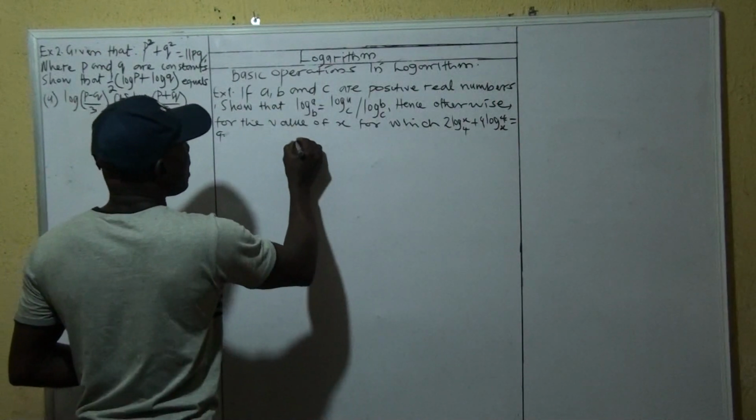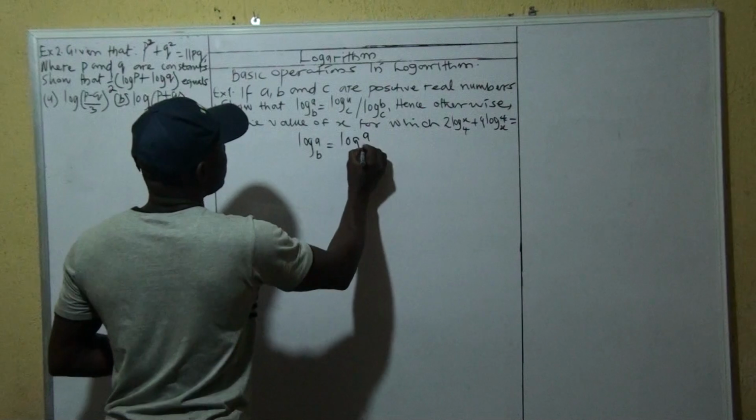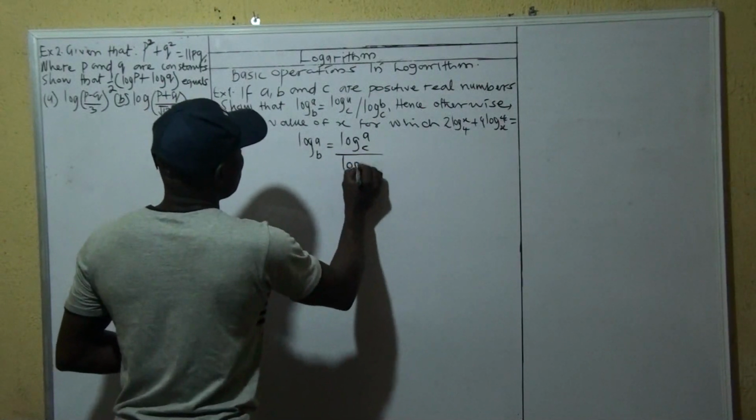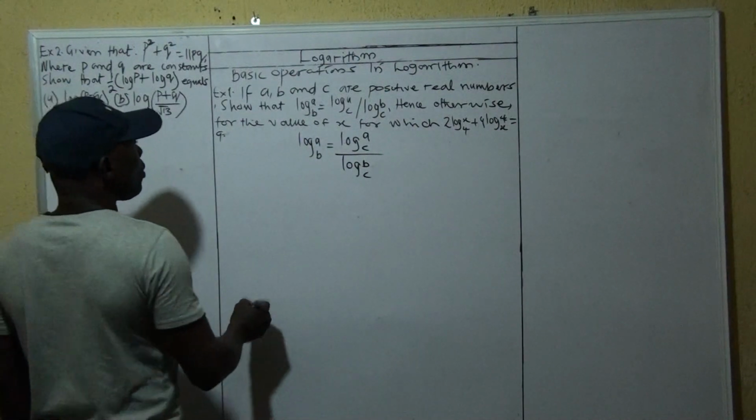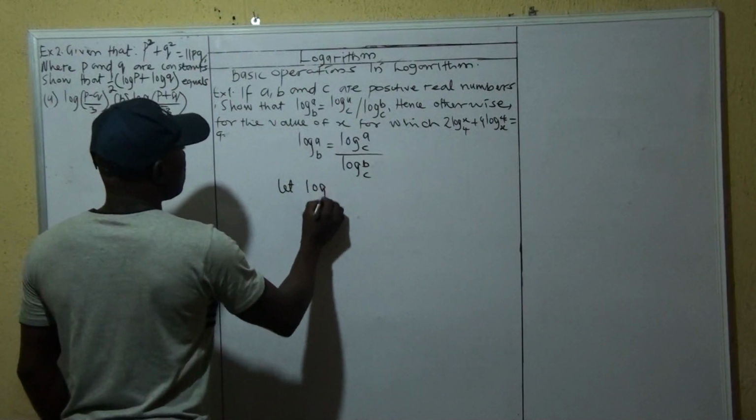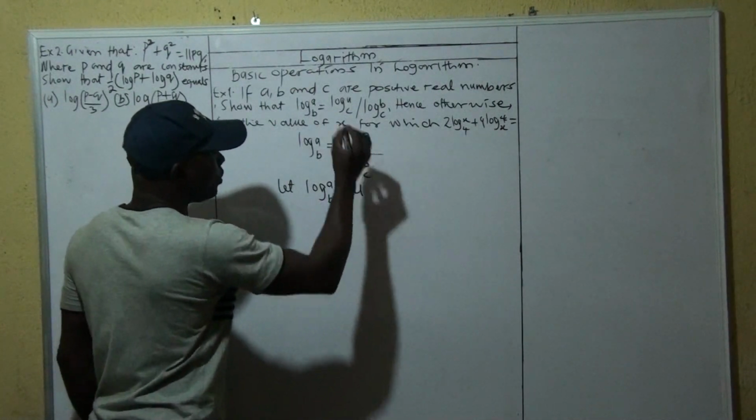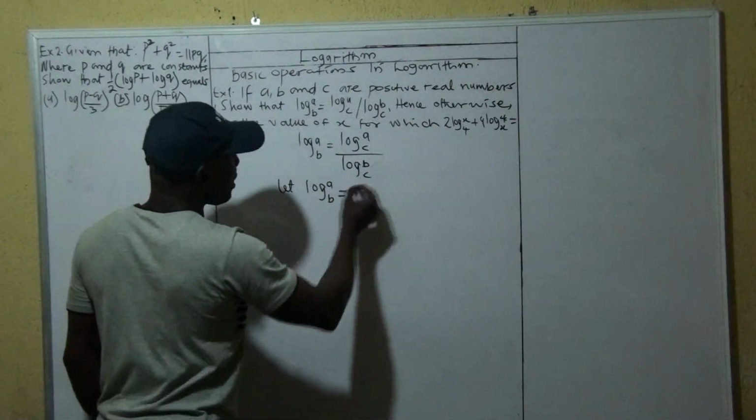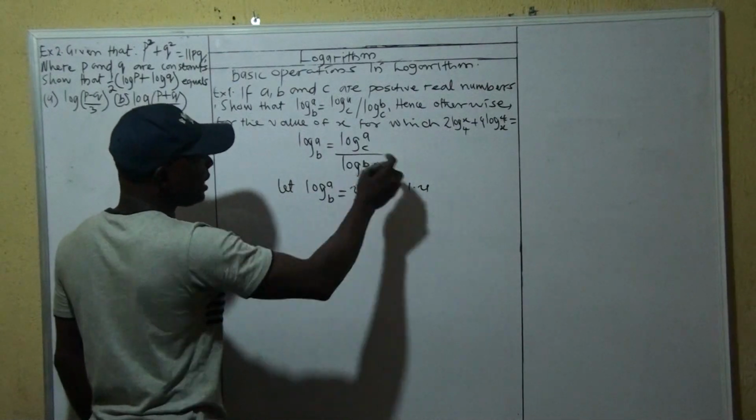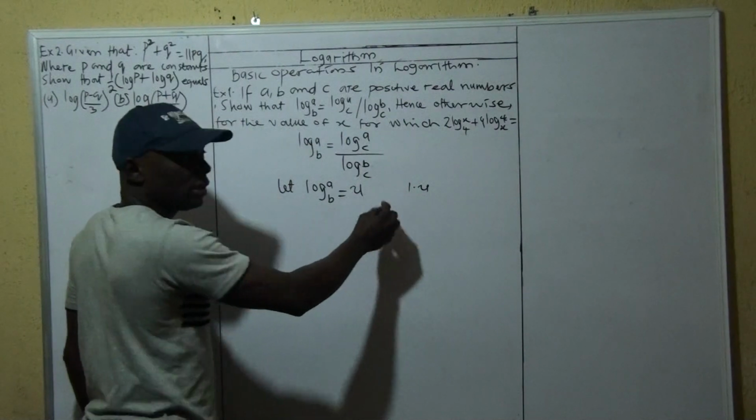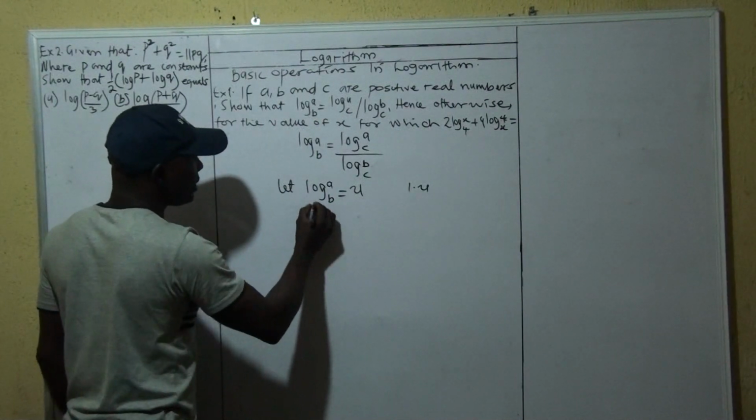We should show that log A base B is equal to log A base C all over log B base C. That's what they ask us to do. First, let log A to base B be equal to U. Like I said the other time, look at the base here and use it to formulate: this is 1 times U. On the right hand side, 1 times U. Since the base here is B, we can see from the law that if a given logarithm and the base are the same, it is equal to 1.